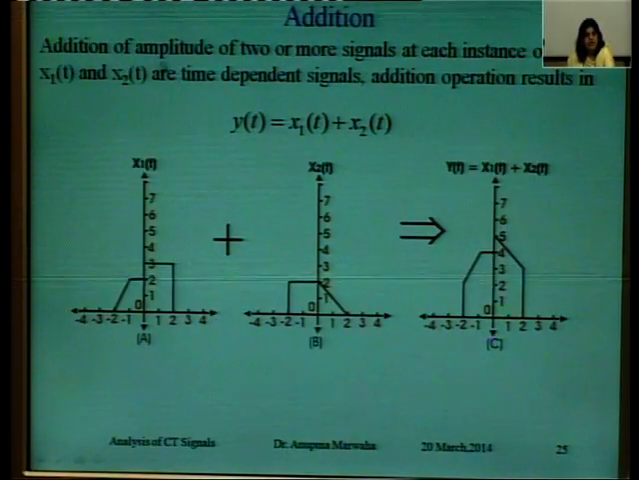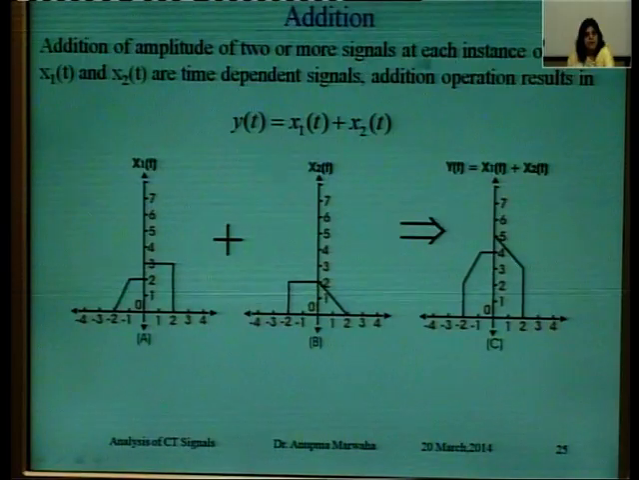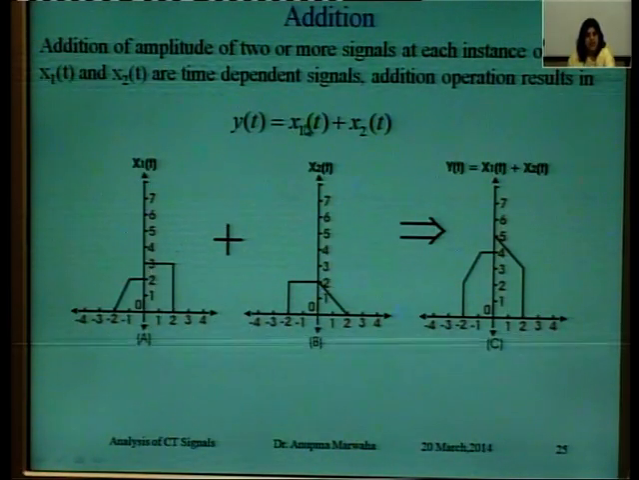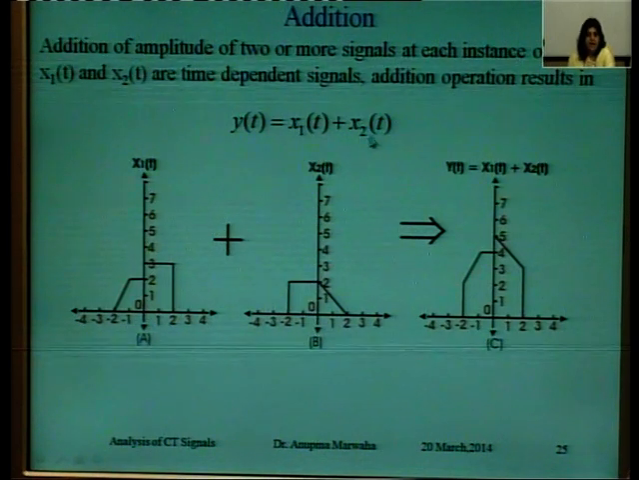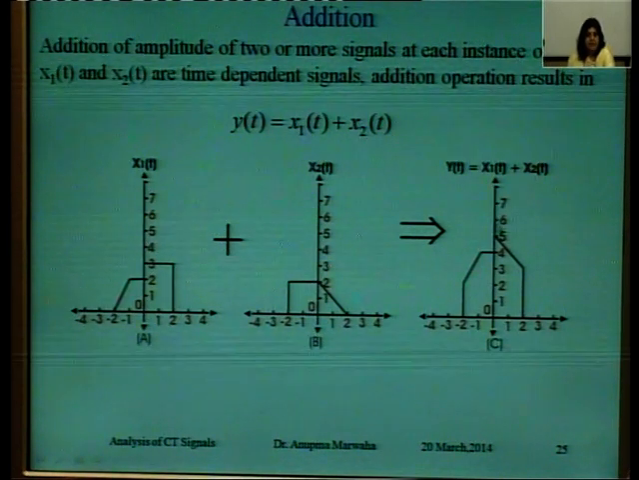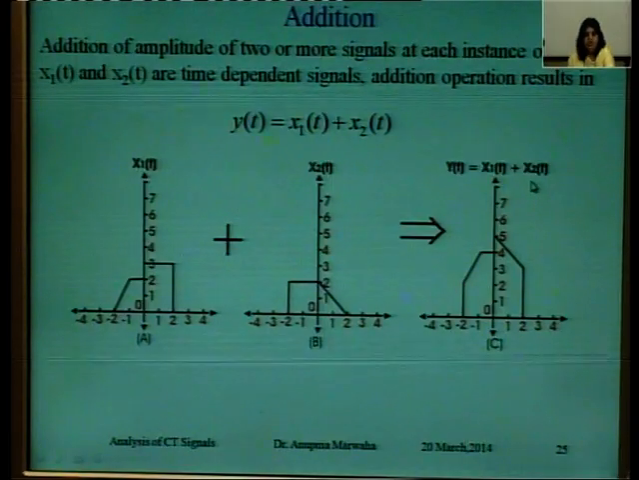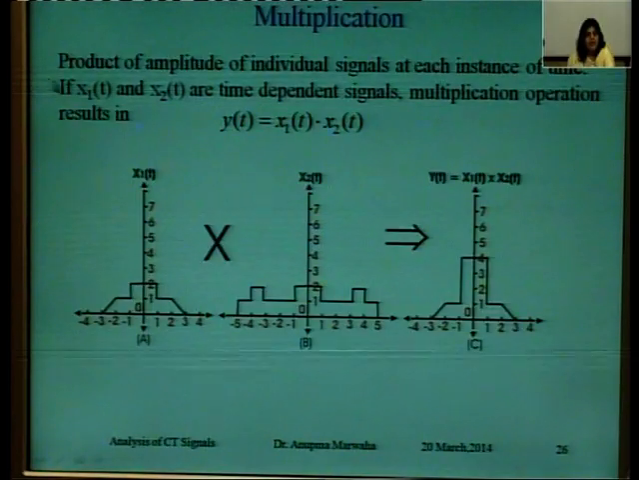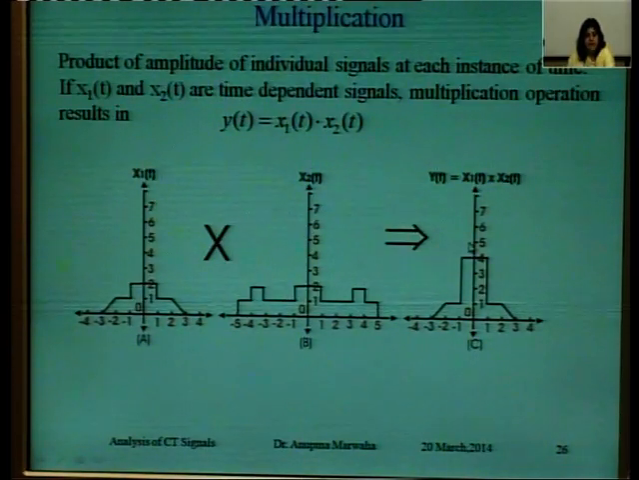The next operation is addition. Addition of the amplitudes of two or more signals is performed in this operation at every instant of time. For example, if we have signals x1(t) and x2(t), then y(t) will be the sum of x1(t) and x2(t) at every instant of time. So, the resultant y(t) is x1(t) plus x2(t). The next operation can be multiplication. Multiplication determines the product of the amplitudes of individual signals at every instant of time. So, the y(t) signal will be the product of x1(t) and x2(t).